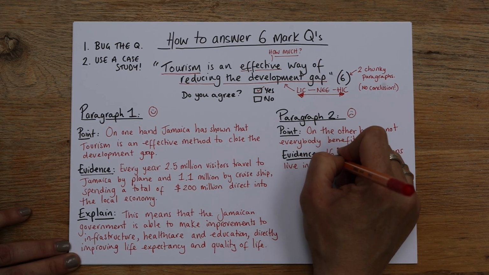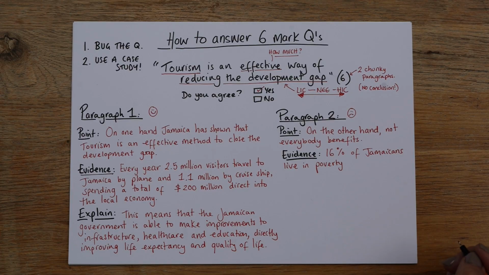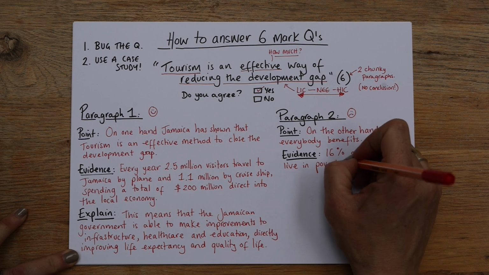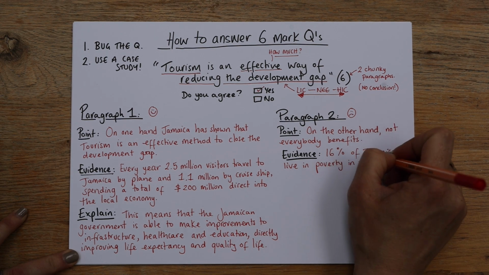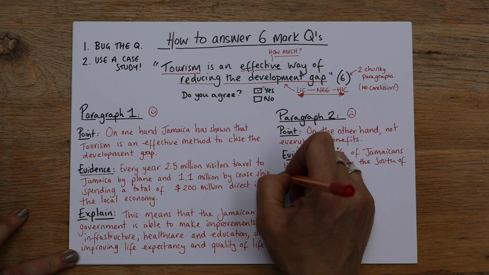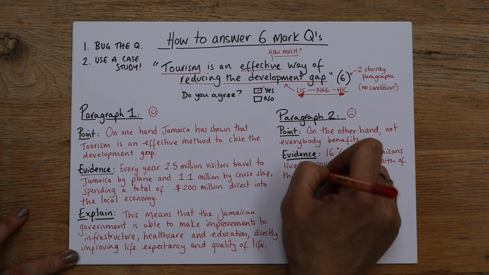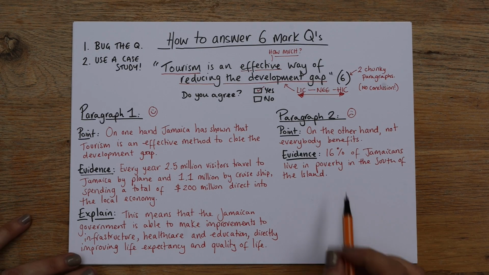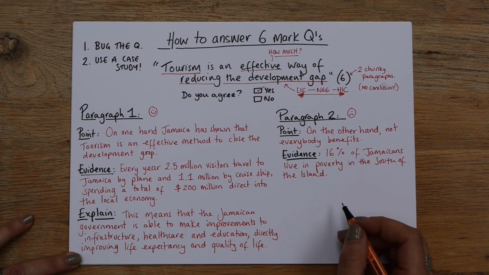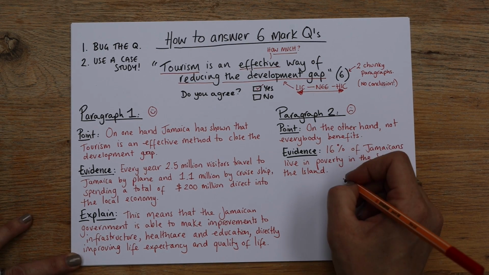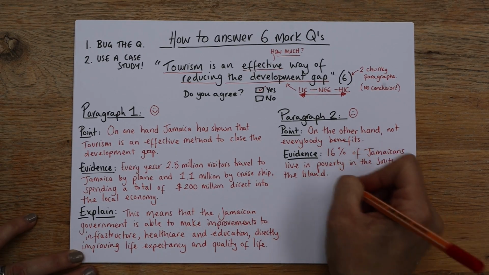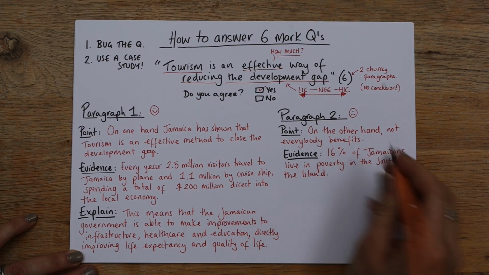Okay, they're living in poverty. That means on less than around $2 a day. Okay, serious poverty. And that's in the south of the island. That's because they've improved the infrastructure and resources and services in the north to cope with the cruise ships and the ports and the airport. But in the south, they've still got mud roads, dirt tracks, difficult access, poor healthcare and schools and so on. Okay, so that's our big bit of evidence.